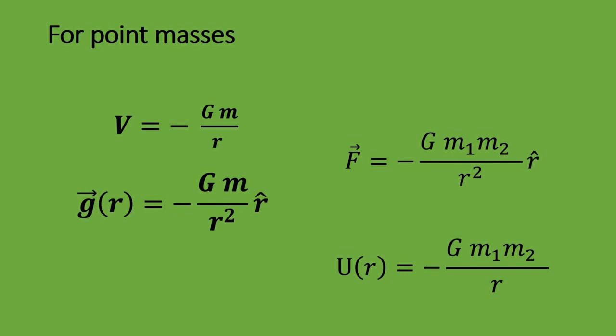Also, we have another vector field called G vector, which is called the gravitational field strength. This is a vector field which is equal in magnitude to, again, the constant G times the mass producing this field divided by r squared, and the direction is minus r unit vector to denote that this is an attractive gravitational field.